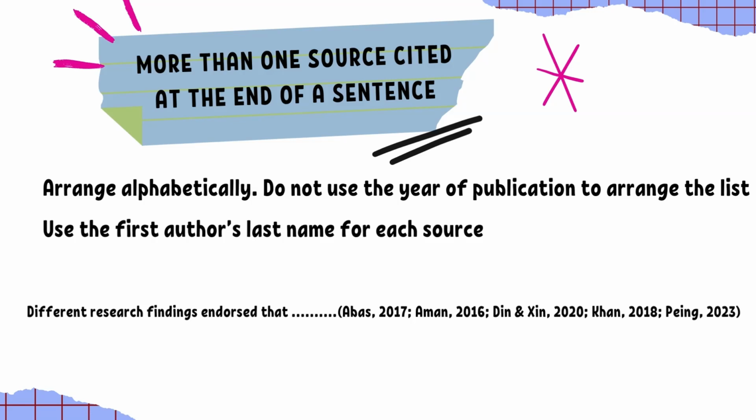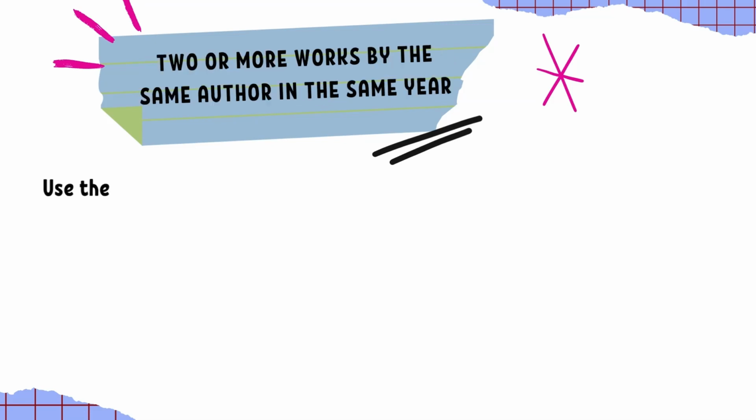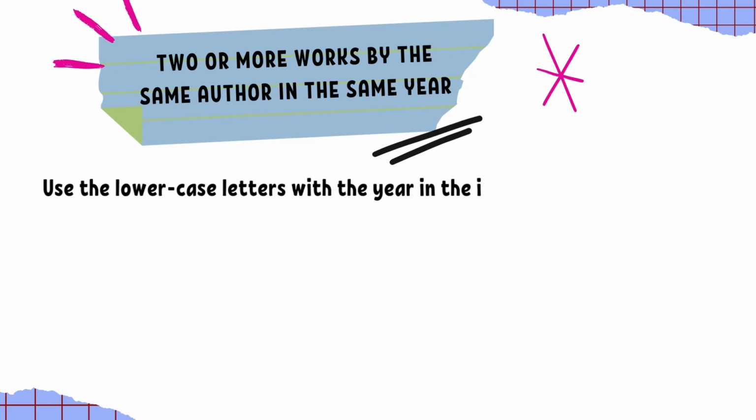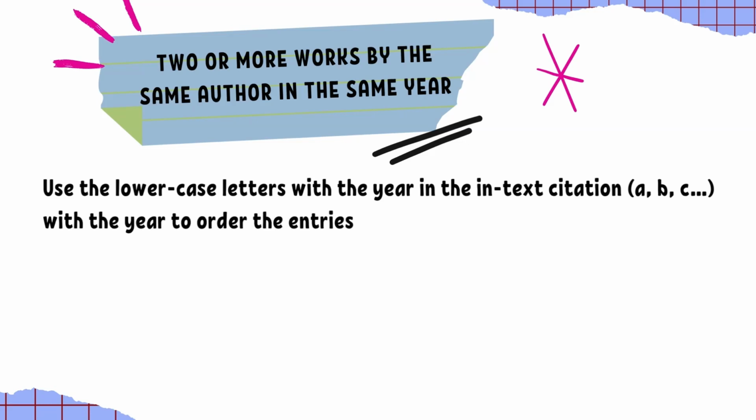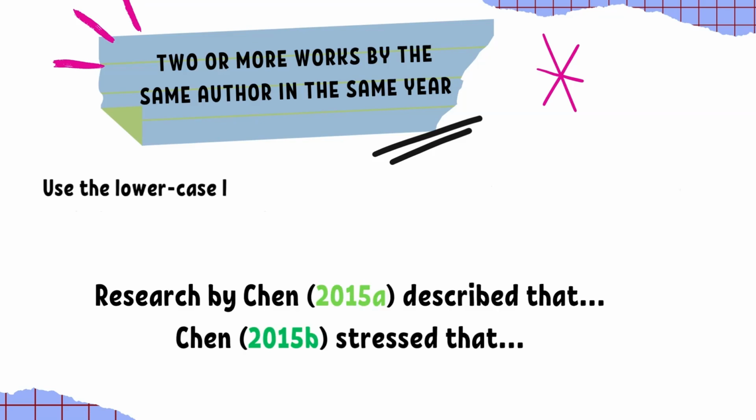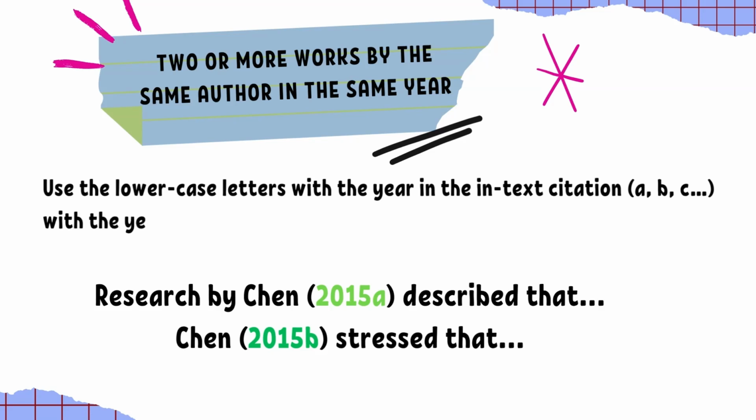2023. So if there are 2 or more works by the same authors in the same year, then use a lowercase letter with the year in the text citation, like a, b, c, etc., to order the entries in the reference list. For example, Chen 2015a described that, and similarly Chen 2015b states that.